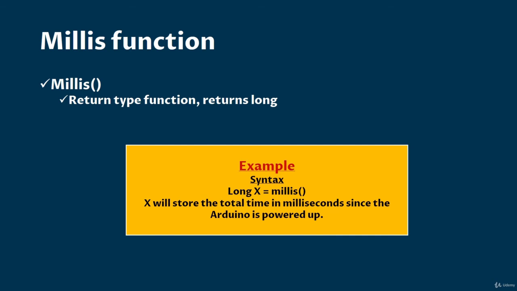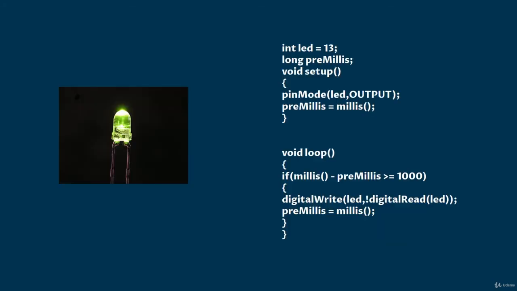You can also check the timing in other ways. You can also use this millis timing in other ways. Let me give you an example of LED blinking with millis. If you see this, the concept of millis will be very clear to you. Look at this code.